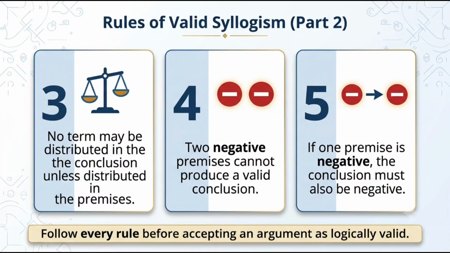Additional rules include: no term may be distributed in the conclusion unless it was distributed in the premises. Two negative premises cannot produce a conclusion. Also, if one premise is negative, the conclusion must be negative.